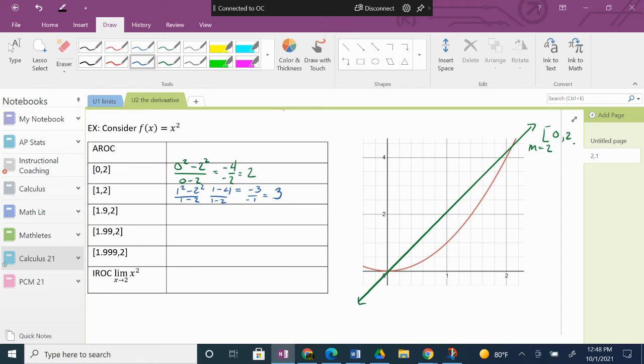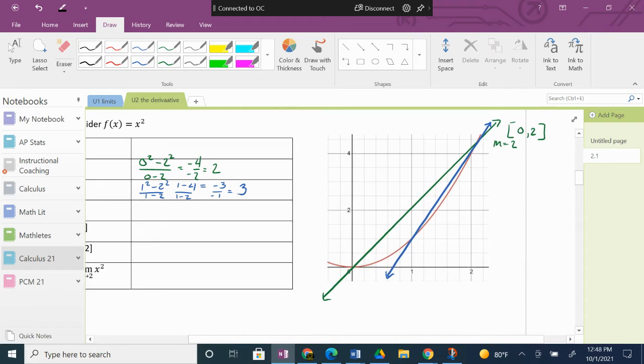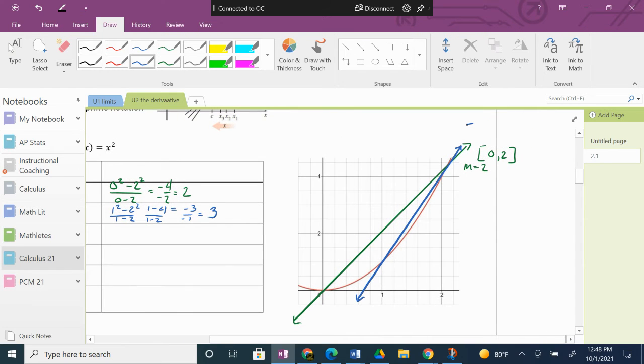So if I'm looking from only 1 to 2, my interval on 1 to 2, average rate of change is 3. And you can tell it's a little bit steeper because the graph is climbing faster.